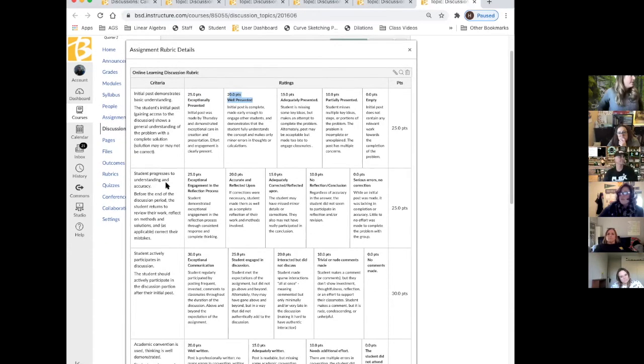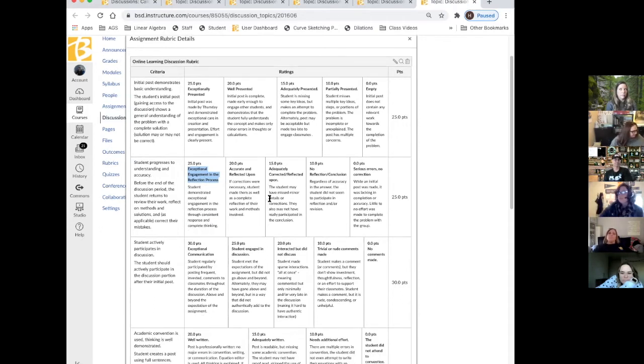Then the next level would be student progresses to understanding and accuracy. That's the idea. So you didn't get it right at first, but by the end of the week, you've come to an understanding, you know where you're at. And that's where I look for reflection. I expect all of my students to reflect at the end of the week. But for a 4, I really want to see them engage in a mini reflection. Like someone says, hey, you forgot a negative or whatever. And they post back to that person, showing that they're thinking about their work throughout the week. That's a 4. A 3 means I just reflected at the end of the week.